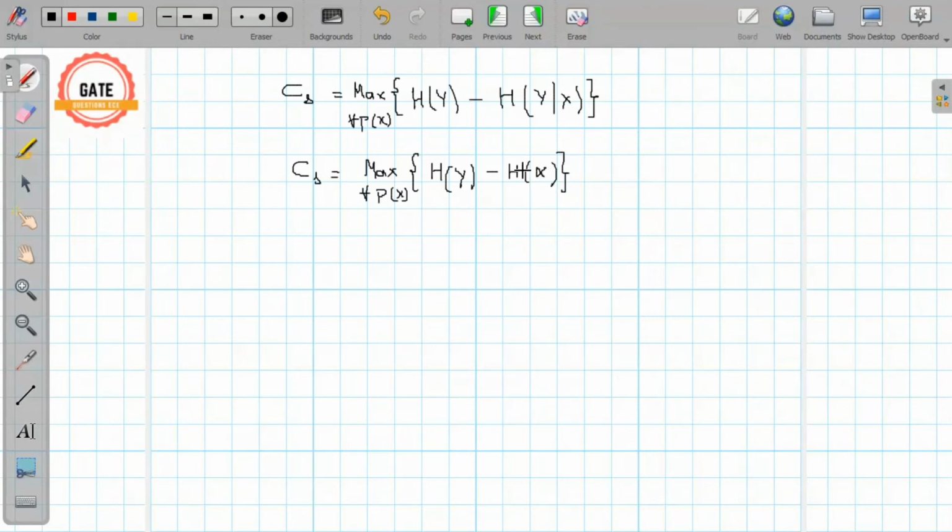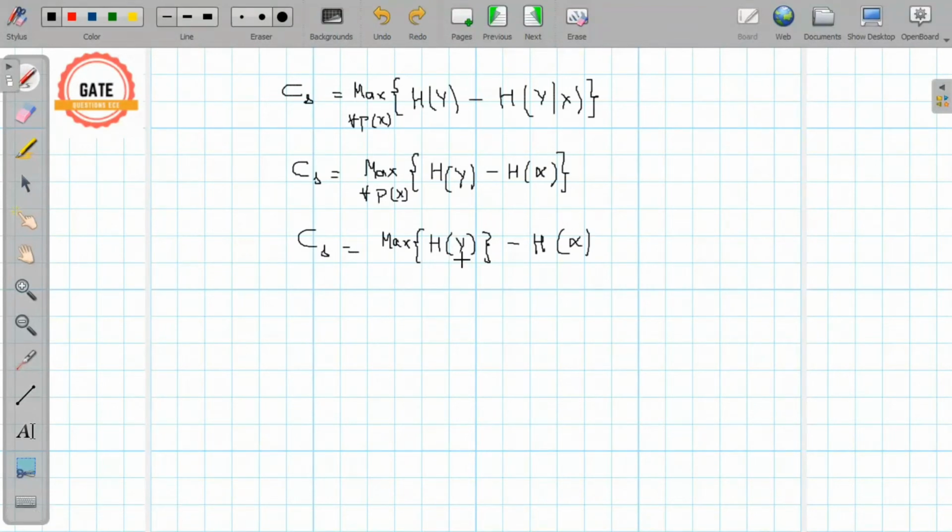And we observe that this H of alpha is independent of input probabilities. So we can say that with respect to all the possible input probabilities, H of alpha is constant, and since it is a constant, all we have to do is maximize this entropy to calculate the capacity of this channel. So we can write the capacity of this channel as the maximization of entropy of Y minus H of alpha.